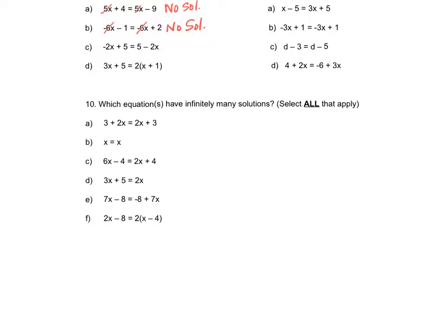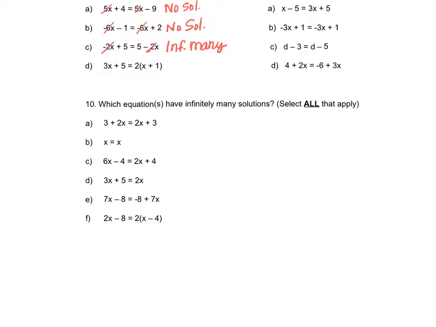The next one is C. Okay, I have a negative 2x on the left, and I also have a minus 2x on the right. Those are the same thing. Negative and minus are the same thing. So those are going to cancel. That's going to leave me with a positive 5 on the left and a positive 5 on the right, which is infinitely many. So that's not the answer.